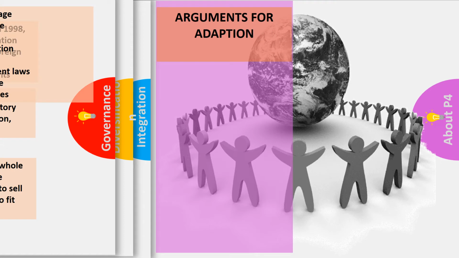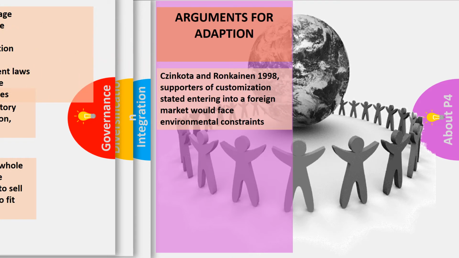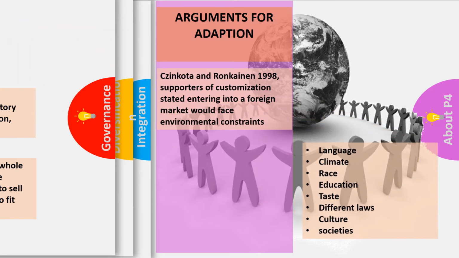About the arguments for adapting the marketing mix or the product. Various authors support customization. They state that entering a foreign market would face environmental constraints, so really they're taking a different view: that these environmental constraints are language, climate, race, education, taste. You've got different laws in different countries, different cultures, and different societies. What they're actually saying is that in order to be effective, you need to take these things into consideration.